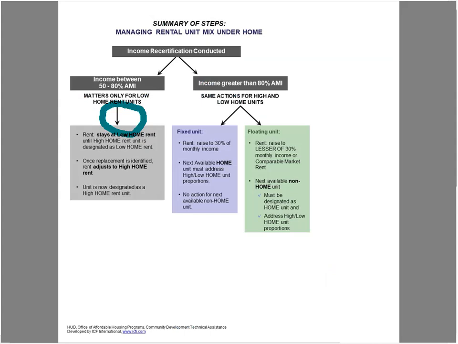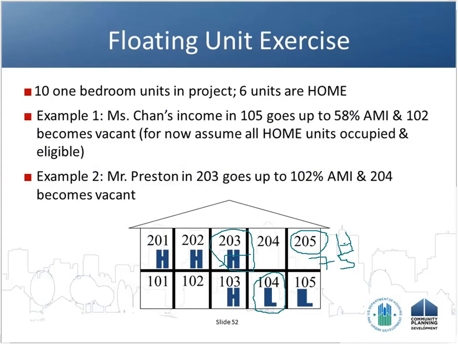So in each of these, if you look at the handout chart, there are instructions that will walk you through what your next actions are. So our first action on our floating unit, when they go over 80%, we're raising it to 30% or the comparable market rent, versus under our fixed unit, we simply are raising it to 30% of their monthly income. For our fixed unit, we can only look at our home units, whereas under our floating units, we're able to look also at our non-home units to make that correction and bring our project back into compliance.